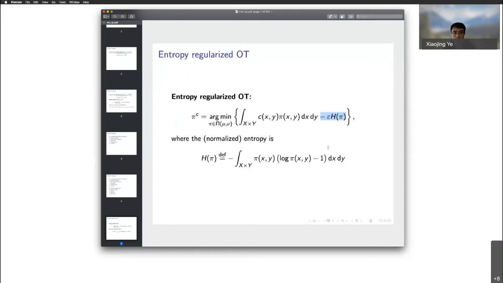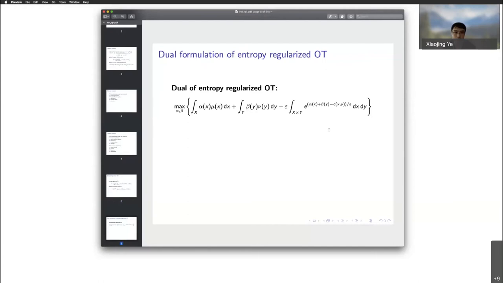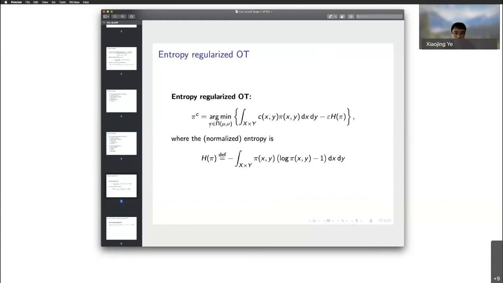And the property we're going to use here is that this regularized OT has a dual form that has very nice properties. So the dual problem of the entropy regularized OT, as I just mentioned, is this. The primal variable we're considering previously is the joint distribution pi, but the dual variables correspond to the Lagrangian multipliers of the two equality constraints. The two equality constraints are given by the marginal constraints, since the marginals of pi must be equal to mu and nu respectively. So for each of these two constraints, we introduce one multiplier, which are alpha and beta.